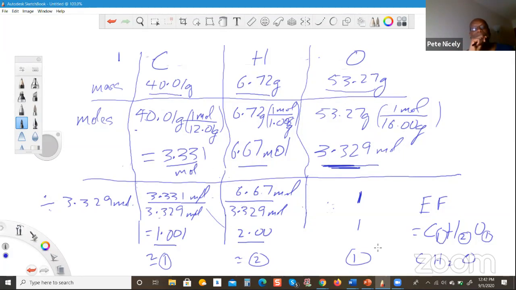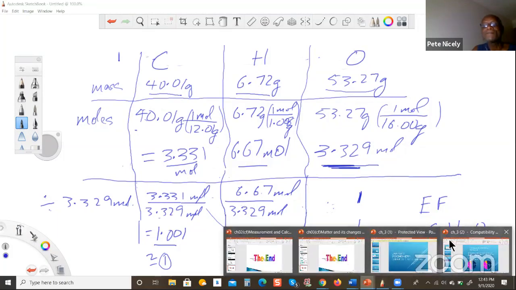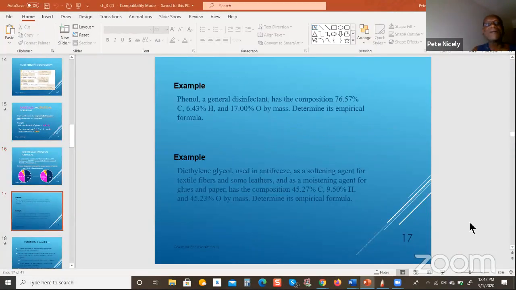Any questions about this? If there are no questions about this one, we're going to do another example, because what you'll find is that some problems of this type would not work out neatly as we have determined here. So let me go back to the PowerPoint and move on to this example.